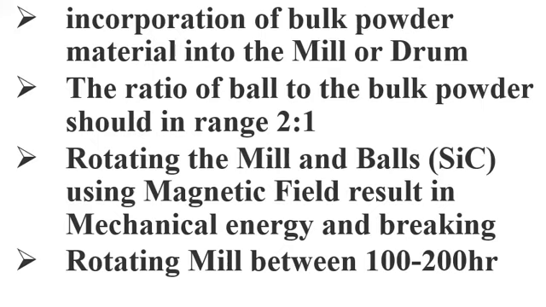So in summary, the ball milling process involves incorporation of bulk material in a ball milling drum which has balls in it, and the ratio of the balls to the incorporated bulk material is 2 to 1. When the drum is rotated, the balls will impact the bulk material, and due to the impact the bulk material is converted into fine nano powders. So these are the main three processing steps involved in the ball milling process.